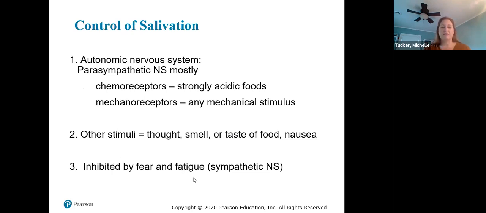It can be inhibited by the sympathetic nervous system. So the sympathetic nervous system pretty much undoes what the parasympathetic is doing. And so the sympathetic nervous system will cause dry mouth, because it's saying you don't need to worry about eating and digesting right now. So normally control of salivation is under parasympathetic nervous system activity, as well as that cephalic part of the gastric motility reflex.